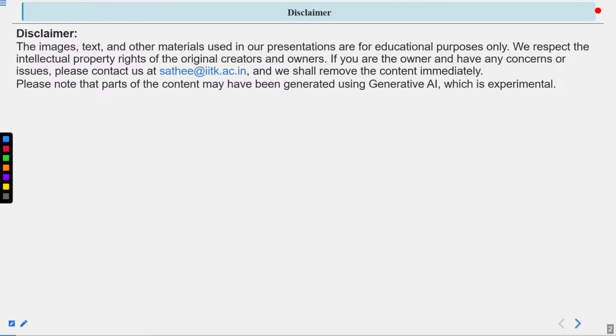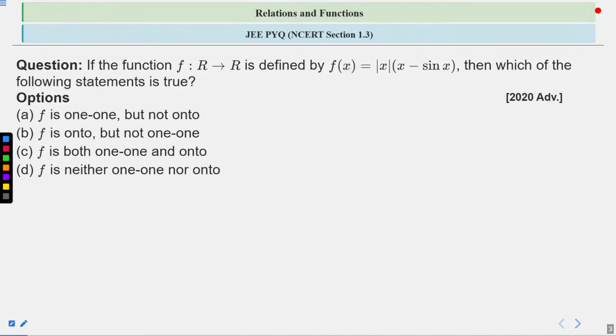Okay, let us start with the first question. The first question says, if the function f defined from R to R is defined by f(x) equal to absolute value of x into (x minus sin x), then which of the following statements is true? We basically have to find which of the following statements is true.